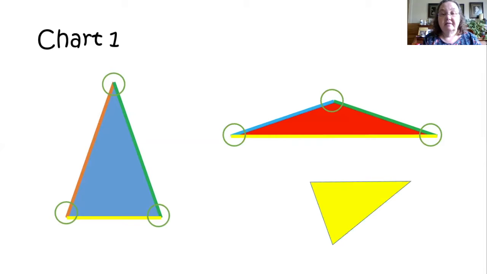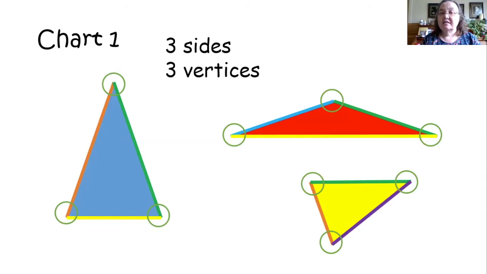Here's mine. Oh, let's see. Do I still have 3 sides? 1, 2, 3. Do I still have 3 angles and vertices? 1, 2, 3. So I'm going to say everything on this chart has 3 sides, 3 vertices, and 3 angles.